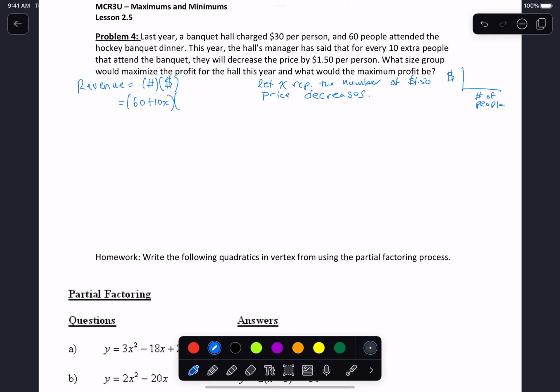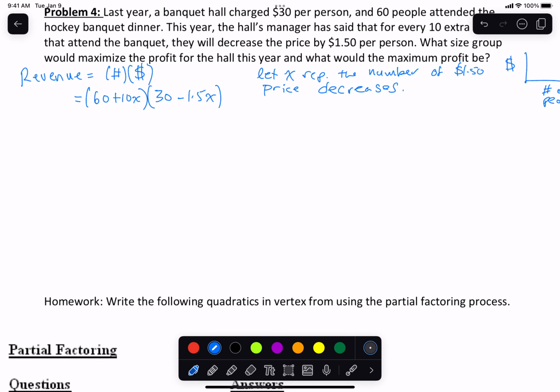What about the money portion? What are we charging right now? $30. How's that changing? Minus 1.5x. It's minus 1.5 times the number of times you decrease by that 1.5, which is x. It's 30 minus 1.5x.